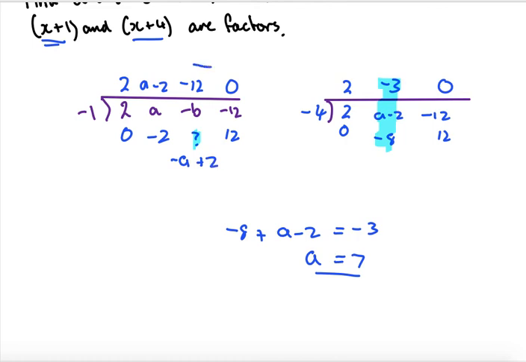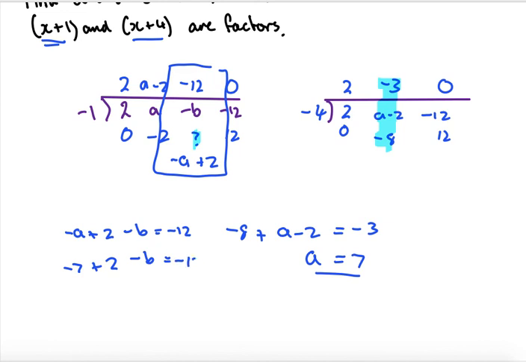So again, I want this column here for my other one to work out what B is. So I've got negative A plus 2 minus B equals negative 12. So negative B, and we know that A is 7. So negative 7 plus 2 minus B equals negative 12. That's negative 5, negative 7, B equals negative 7. So B equals 7. So in this case, both A and B are 7. Makes it easier. Look out for the next video on this.